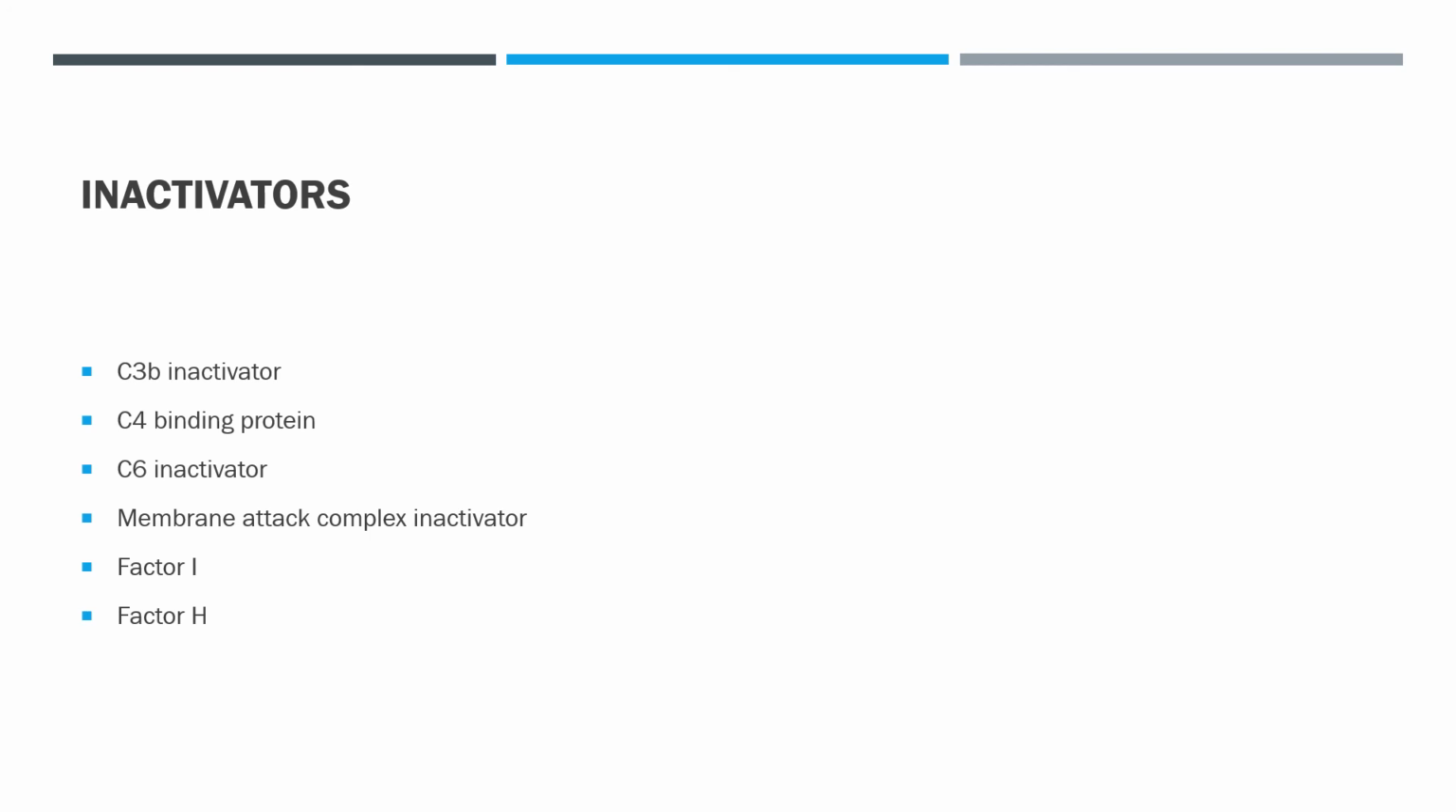A C3b inactivator converts C3b, C3c, and C3d and makes them inactivated. C4 binding protein inactivates the C4b component. C6 inactivator inactivates C6. Membrane attack complex inactivator converts C5b to C5c and C5d. And then we have factor I, whose old name is C4b, C3b inactivator.